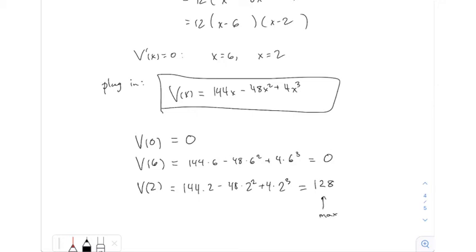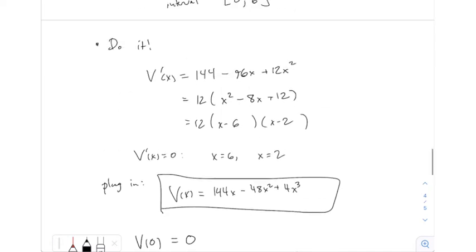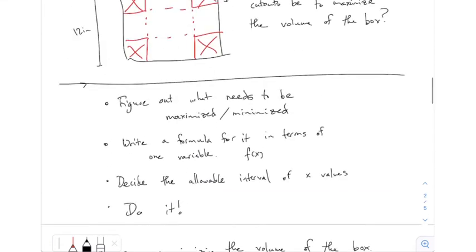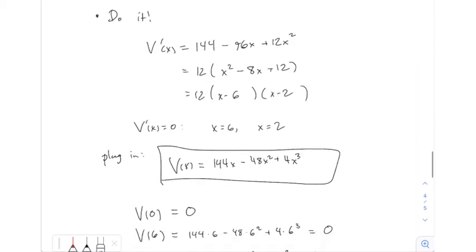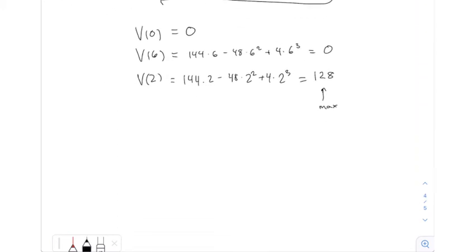And we're basically done. Again, look back at the question to make sure you are answering specifically. The question was, how big should the cutouts be to maximize the volume of the box? And so the answer is 2, right? This distance right here should be 2 inches. That gives you the maximum volume of the box. So I will just say that cutouts with length 2 inches will maximize the volume. There you go.